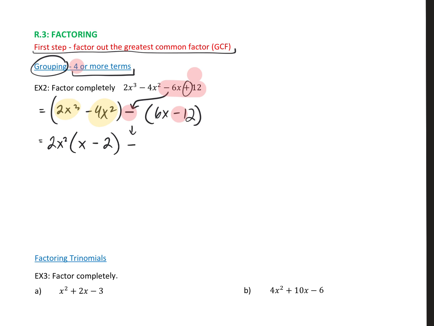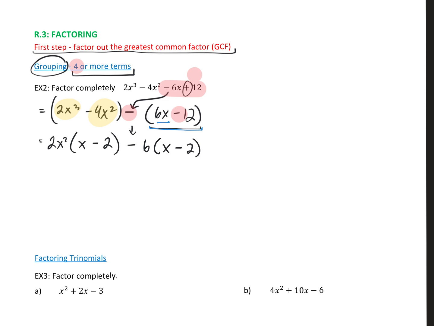Let's focus on the second term. What do they have in common? Well, this has an x, the 6x, but the 12 doesn't, so we can't factor out an x. However, 6 and 12 are both even. We can factor out a 6. So we'll factor out a 6, and what's left over? x minus 2. Okay, so we have grouped them, now we factored them.